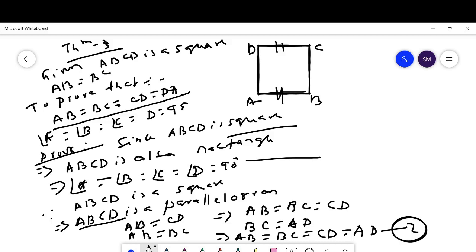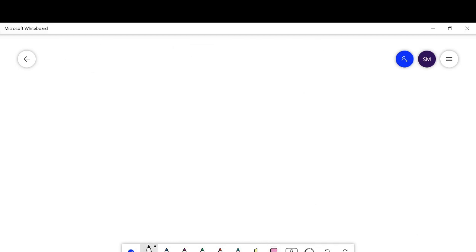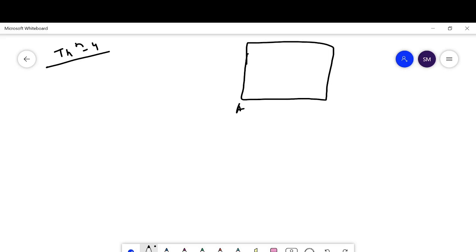If ABCD is a square, then we can prove that all angles are right angles and all sides have the same measure. Then next, property 4, theorem 4 says the diagonals of a rectangle are of equal length. Then we have to prove that, suppose ABCD is a rectangle and AC and BD are two diagonals here. Then we have to prove that the length of AC is equal to the length of BD.